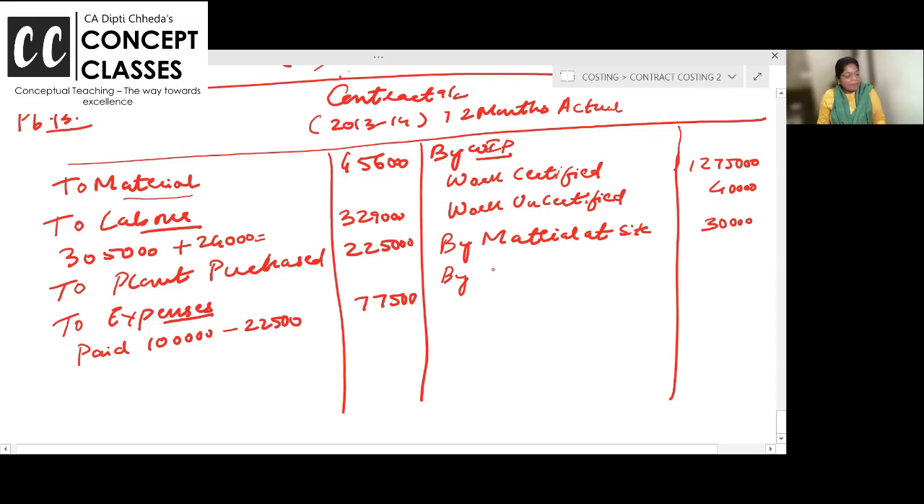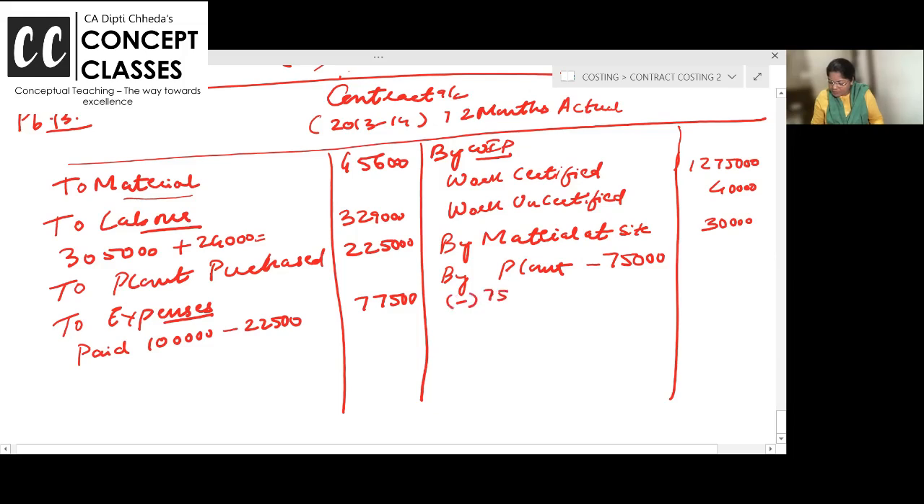Now plant is returned. Total plant 225. Out of that, 75,000 is returned. And this time they have not given the date. So shall we charge the depreciation on the plant for the whole year? You have to charge depreciation 20% WDV.